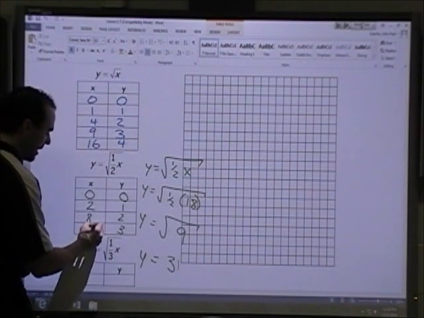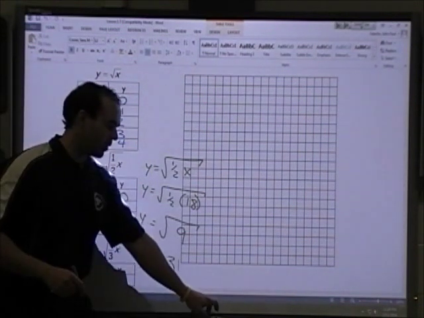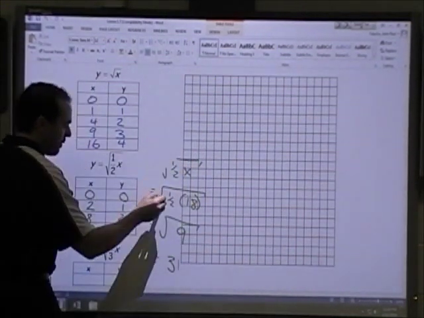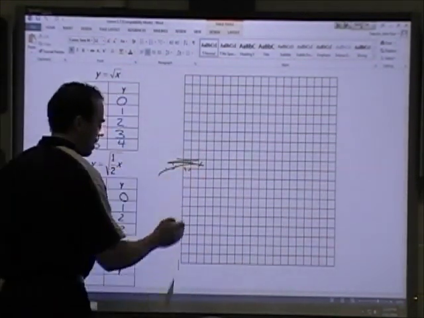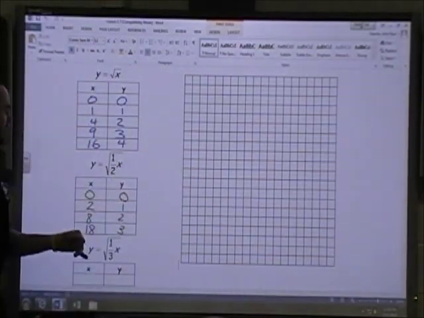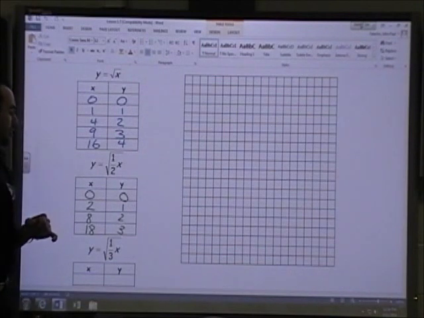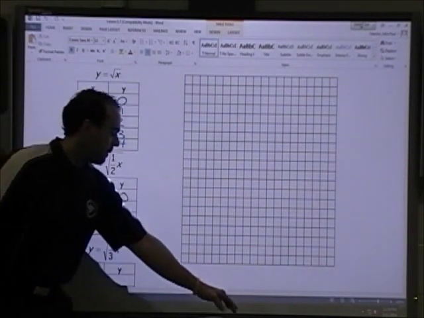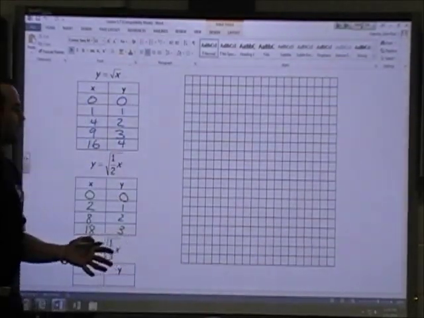So I have to plug in 18 for x in order to get an output of 3. And of course, I want you to graph this graph in green. I want you to graph this graph on the same set of axes as you have y equals the square root of x. And I want you to relate the two graphs and how they've transformed. Again, this is a transformation that we haven't seen before.